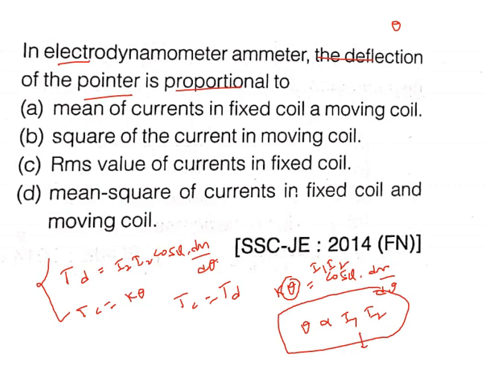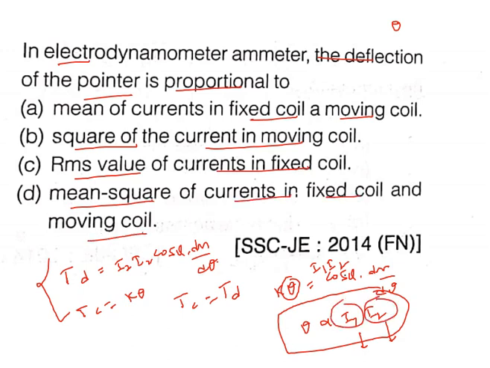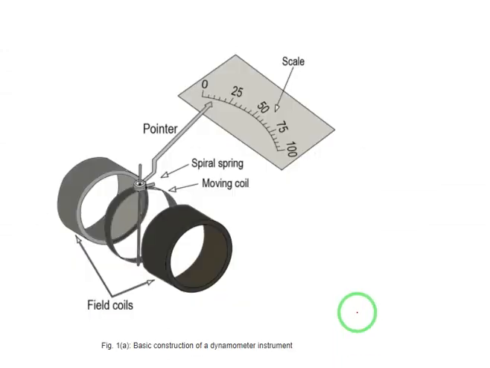I1 and I2 are RMS currents here. So from these options, which one is suitable? See here, both currents are given. In the first option, that means currents in the fixed coil and moving coil are given. The next one, square of the current in the moving coil is given. RMS value of the current in the fixed coil is given. Mean square of the currents in fixed coil and moving coil. So both the coils' currents are included here. So the answer is D.